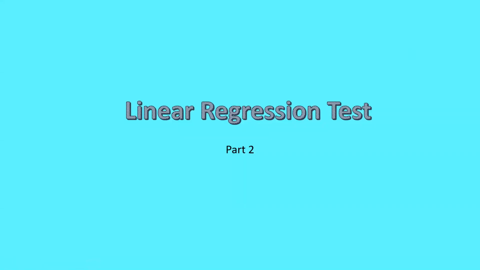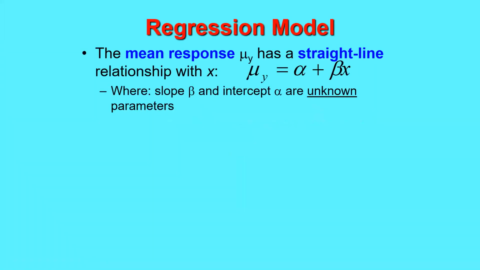Today we're going to talk about conducting a linear regression test. So the regression model means the mean response, mu sub y, the average of your population y's, has a straight line relationship in regards to x, denoted by mu sub y equals alpha plus beta x, where slope beta and intercept alpha are unknown parameters.